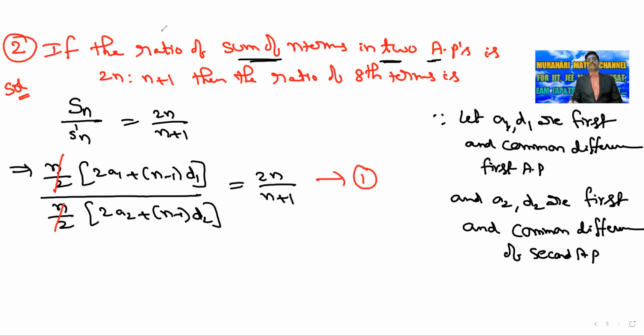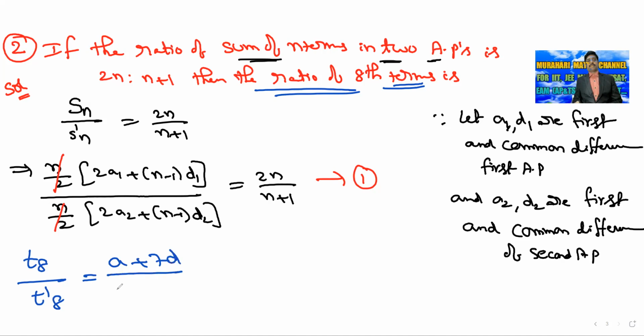But our target is the ratio of eighth terms in the APs. So T8 by T dash 8 is our target. T8 is a plus 7d, that is a1 plus 7d1. T dash 8 is a2 plus 7d2. So T8 is the eighth term in the first AP, and T dash 8 is the eighth term in the second AP.